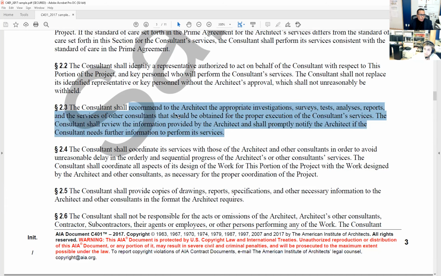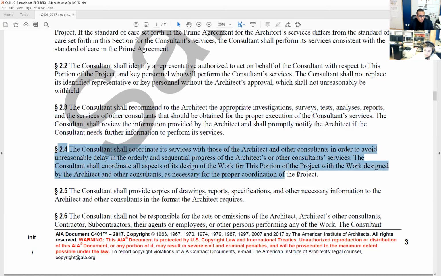Because they kind of did that Article 2.3 without even being hired. So 2.4: The consultant shall coordinate its services with those of the architect and other consultants in order to avoid unreasonable delay in the orderly and sequential progress of the architect's or other consultants' services. The consultant is responsible for coordinating his services with the architect and other consultants. That's another reason why we have to know who those other consultants are, right? So that they can actually coordinate it.